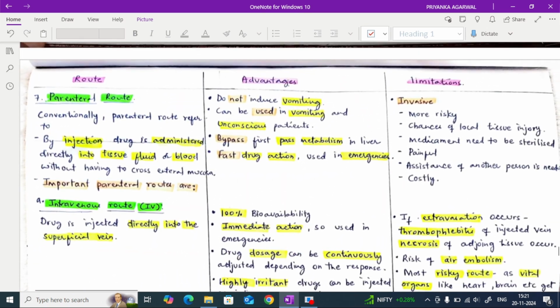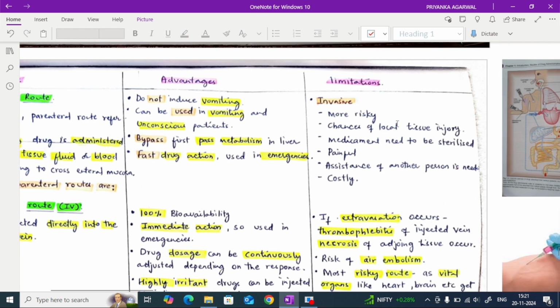Now what are the advantages? Because intestines and the GIT are not involved here, it does not induce vomiting, and that's why it can be used in vomiting and in unconscious patients. As the drug is not going into the GIT, it is not reaching the liver, so there is no first pass metabolism in the liver, and it has very fast drug action, so it is used in emergencies.